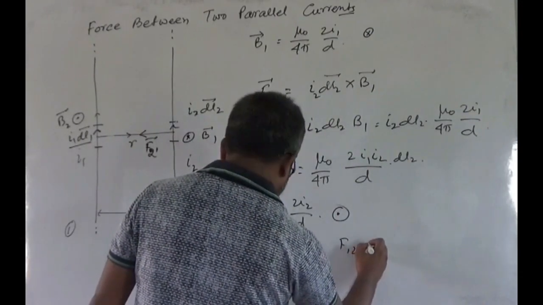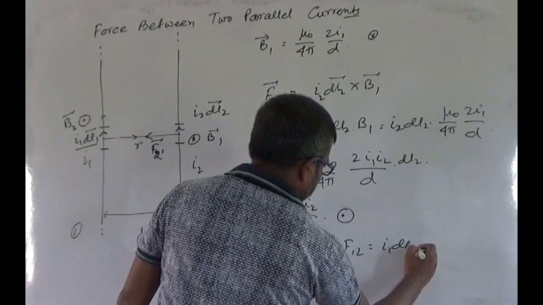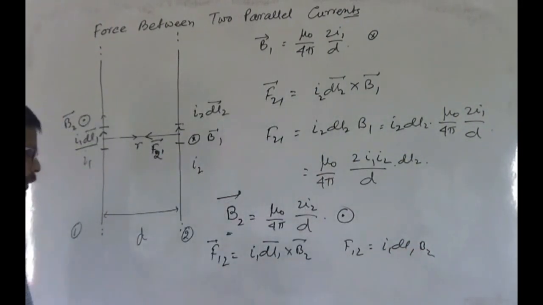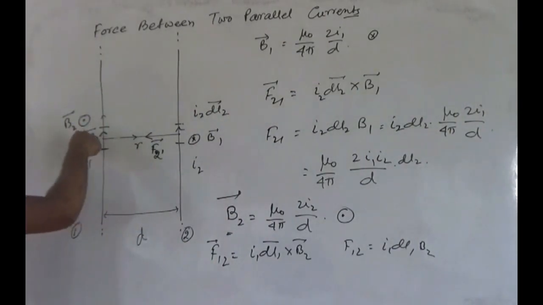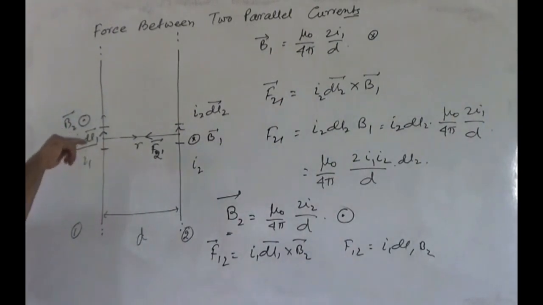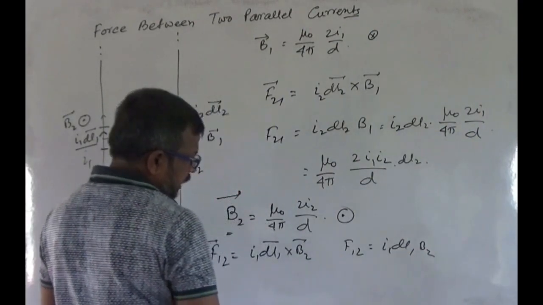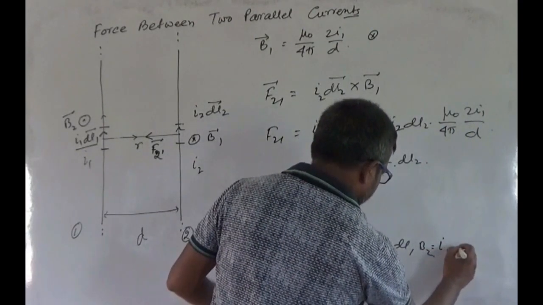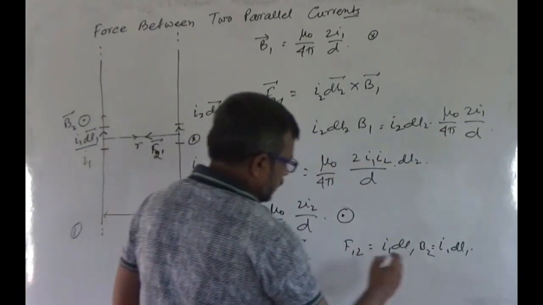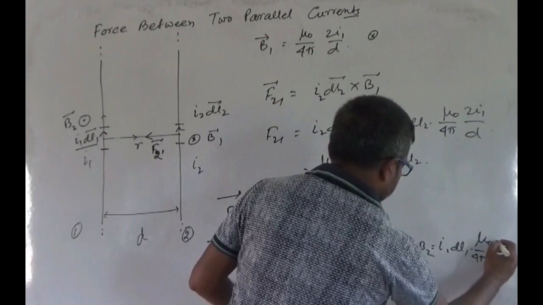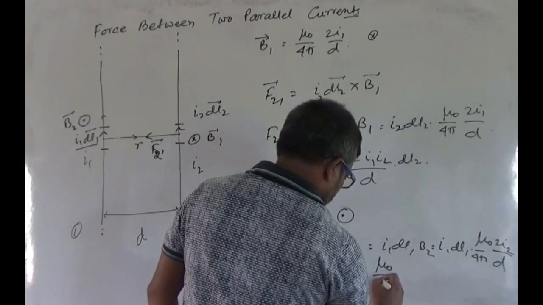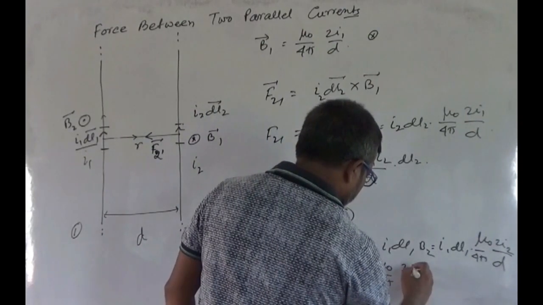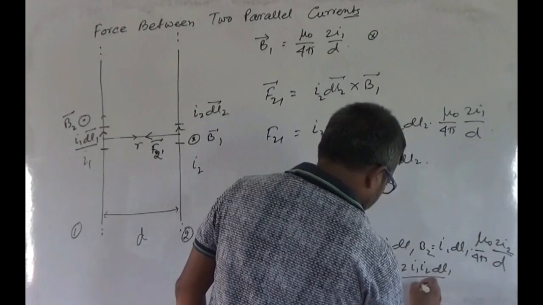of this force is I1 dl1 B2 sin 90 degrees, because I2 dl2 is along this direction and B2 is perpendicular, out of the board. Therefore, these two are mutually perpendicular. Therefore, F12 is I1 dl1 into B2, and you can write B2 as mu naught by 4 pi into 2 I2 by d, and you will get mu naught by 4 pi into 2 I1 I2 dl1 by d.